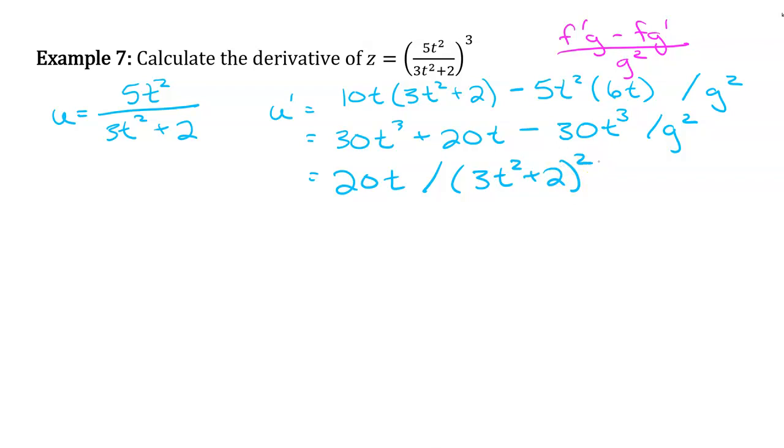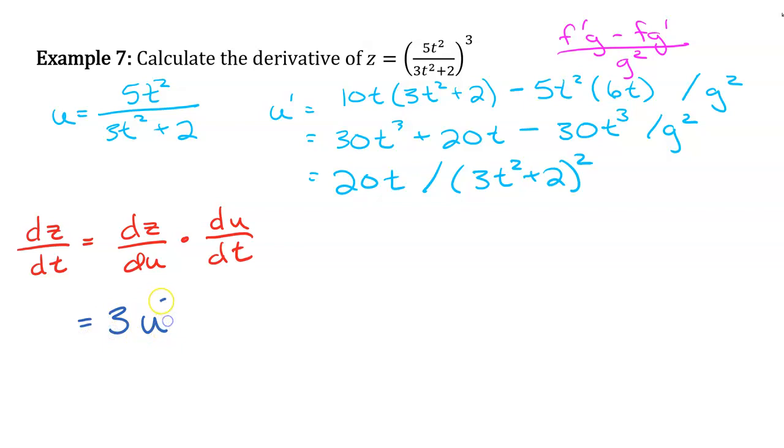So for our derivative, dz of dt, we need dz of du times du of dt. So, otherwise known as z prime and u prime. So let's see here. So z prime would be 3u squared times du dt. So that's u prime.